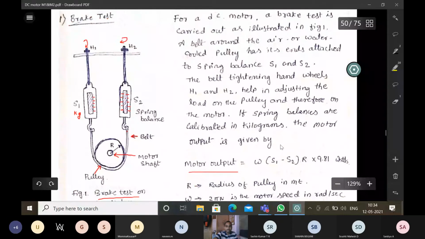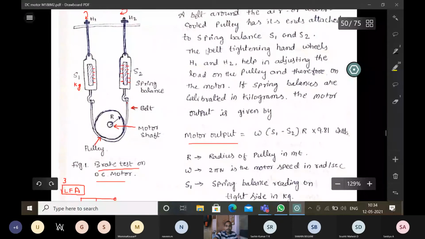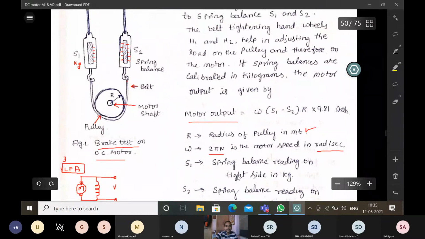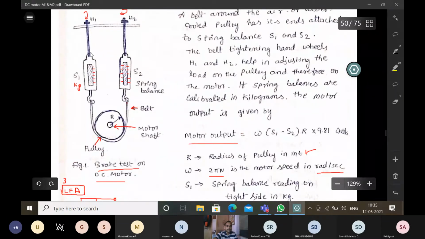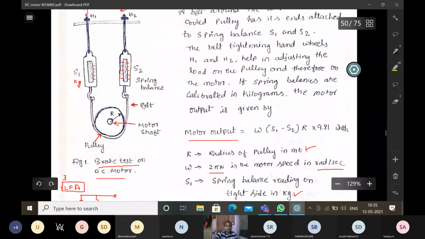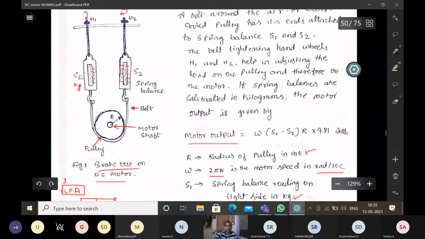So what is this? R is the radius of the pulley in meters. Omega is 2 pi N, the motor speed in radians per second. S1 is the spring balance reading on the tight side, and this is the slack side, in terms of kg. S2 is the spring balance reading on the slack side in kg. So it means that it is S1 minus S2.